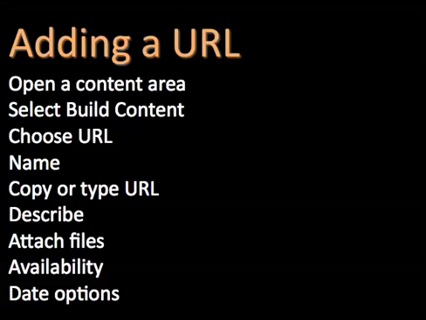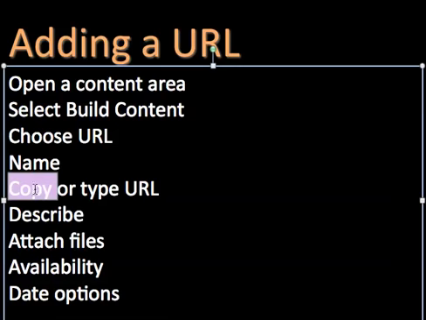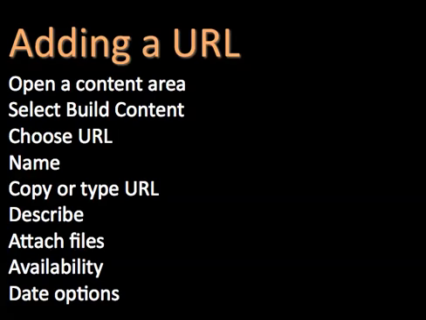So in adding a URL, again, it has to be in a content area. You choose the build content, and it'll pull that down so you can choose URL. You name it, and I have put that you can copy or you can type the URL, describing and attaching files, availability, and date options. So there's quite a few things that you can do with content in the new Blackboard system.